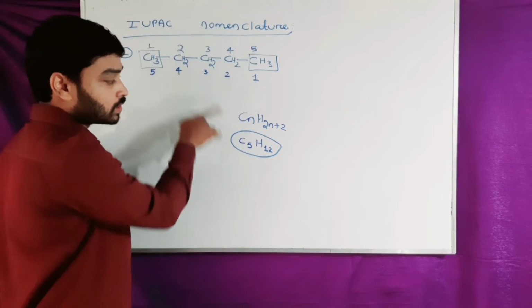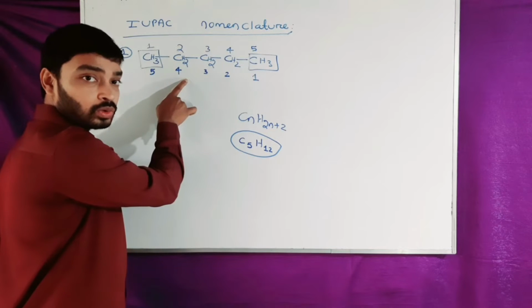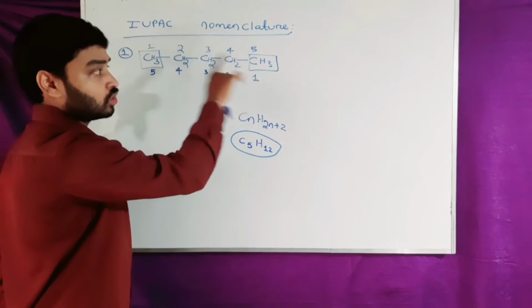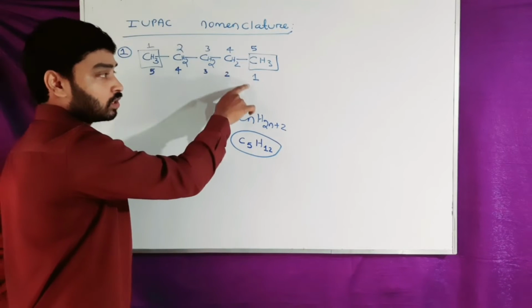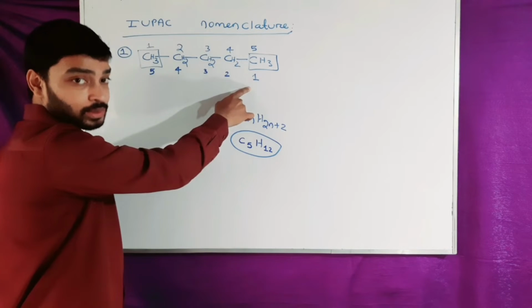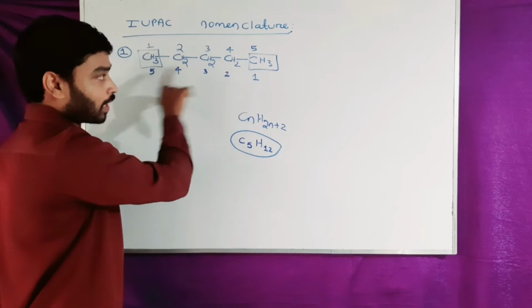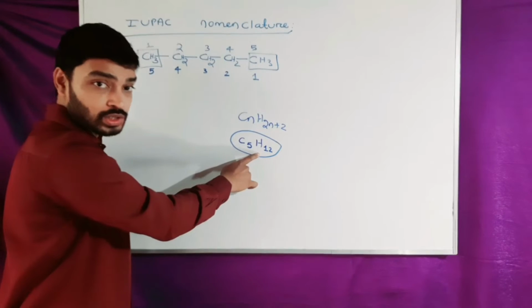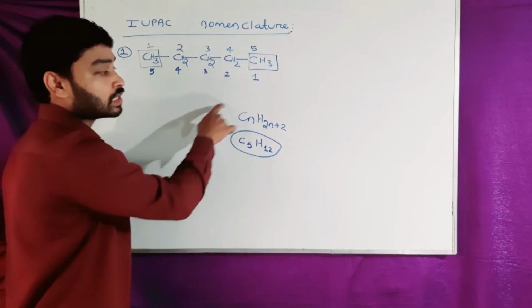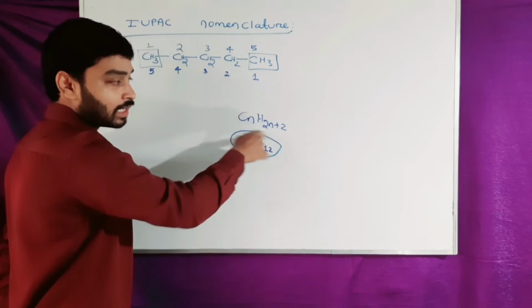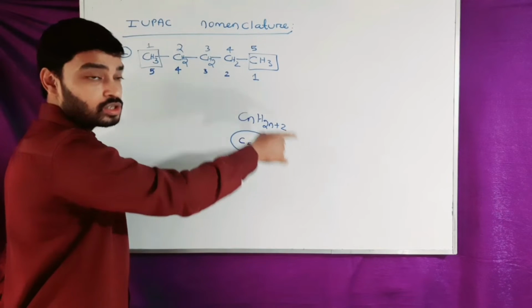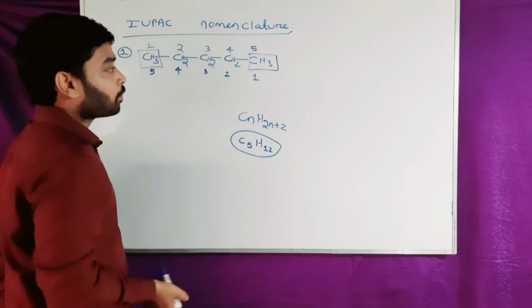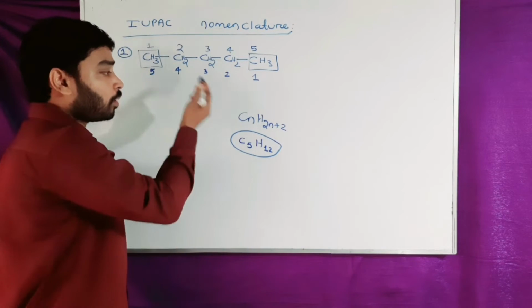In this way you check that this given compound, though it is an open structure, so this open hydrocarbon chain contains 5 carbons and 12 hydrogens, which obeys the general formula for alkane. So the name for the compound will come under alkane.